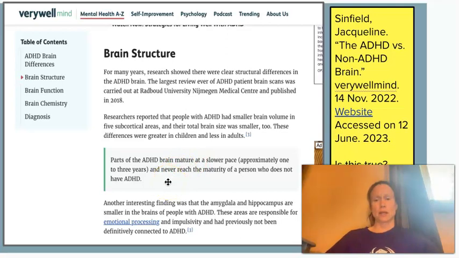As you can see, I just kind of had that Debbie Downer moment. This is not fun to read, and I am skeptical. Is this true? Another interesting finding was that the amygdala and hippocampus are smaller in the brains of people with ADHD. These areas are responsible for emotional processing and impulsivity.